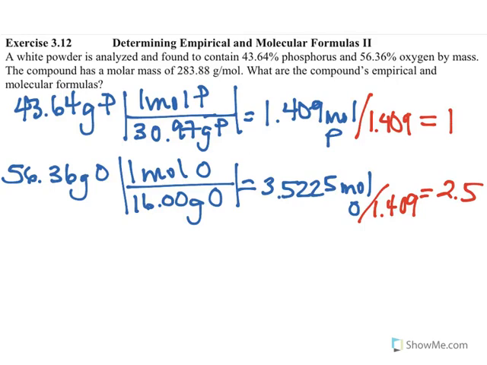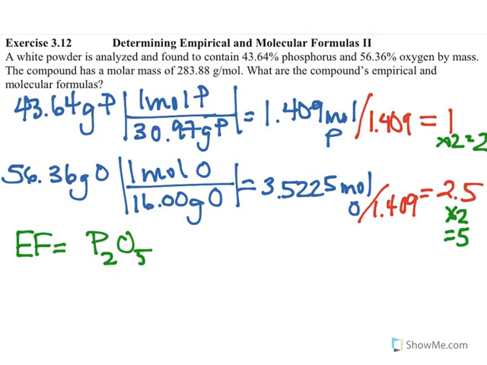So hopefully you got this far and were able to get the ratio of 1 to 2.5. Well, wait a second, how do we deal with that? Because we can't have half an atom or something like that. Well, if they end up being something like a half, we're going to just double that so that we end up with 5 then, and we're going to do the same to end up with 2 then for those two different things.